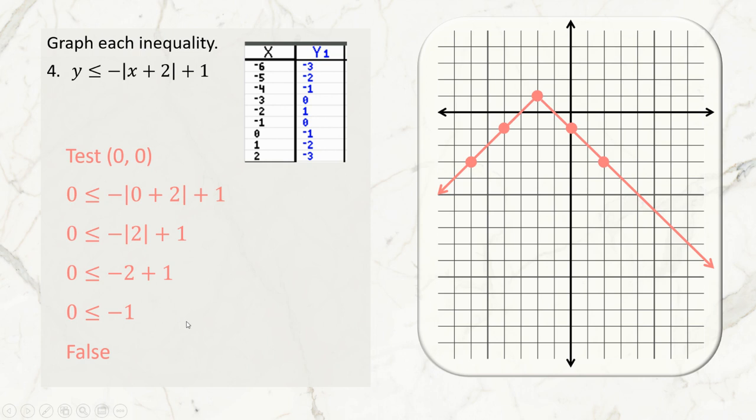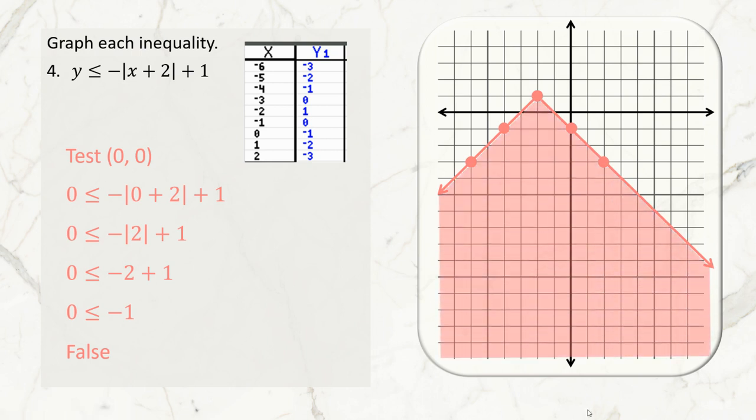Okay. So we would shade the plane opposite of our test point, which would be the bottom part of this absolute value. Okay. So we'd shade that whole bottom part. So that would be it for the first part of the 4.0 content in this unit, guys.